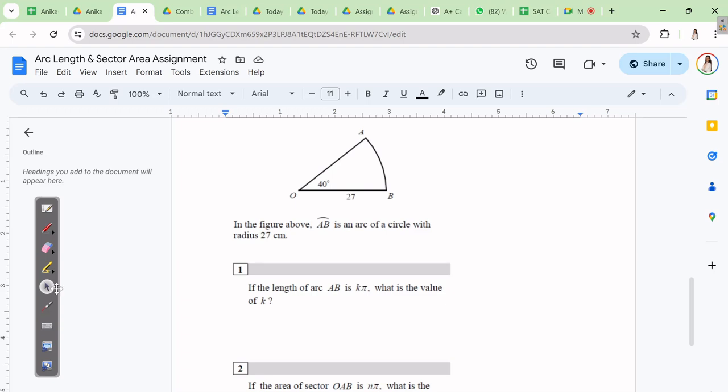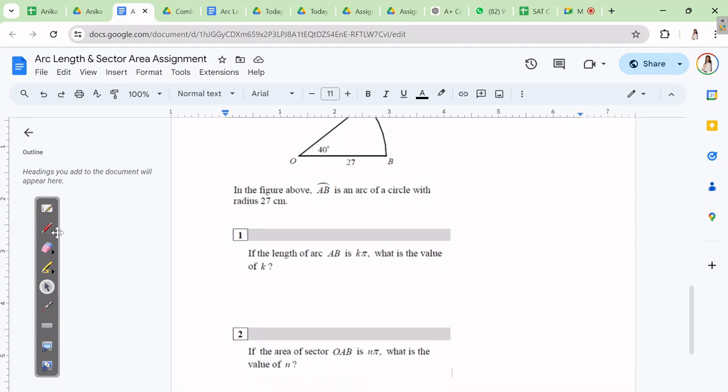Yes. For number 4, I got 6. Okay. And that means for this one, K is equal to 6. And the second one, N? N is equal to 81. Okay, let me just quickly verify the answer.